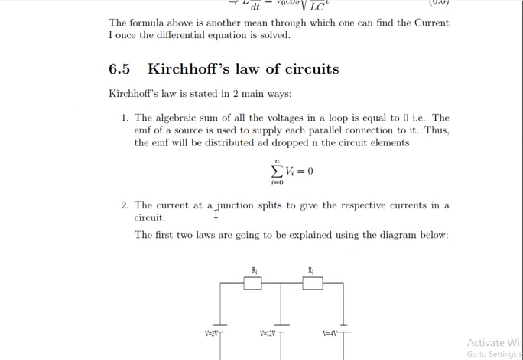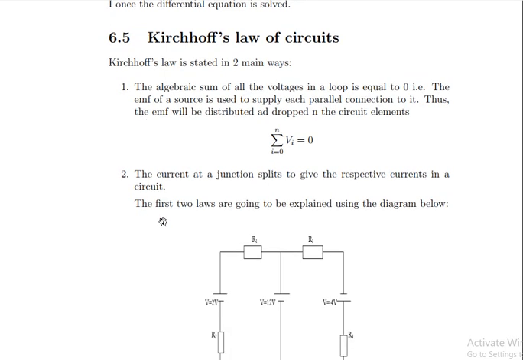So now the last case you're going to visualize here is Kirchhoff's law. There are two main laws inside Kirchhoff's law. Number one law states that the algebraic sum of all the voltages in a loop is equal to 0, that is, the summation of i equals 0 to n of Vi is equal to 0. And the second law states that the current at a junction splits to give the respective currents in the circuit.